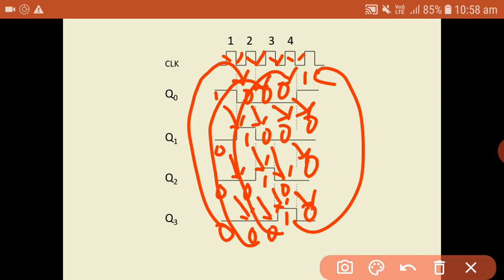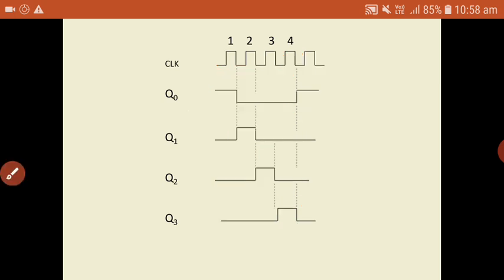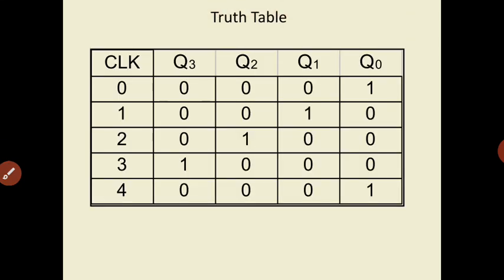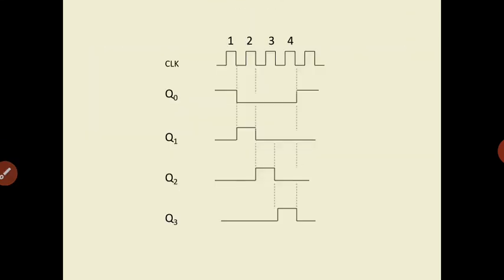So if you keep on applying clock pulses continuously, these four different output states will be repeated a number of times depending upon how many times you are applying the clock pulse to the ring counter. So this is something about the timing diagram for a ring counter.